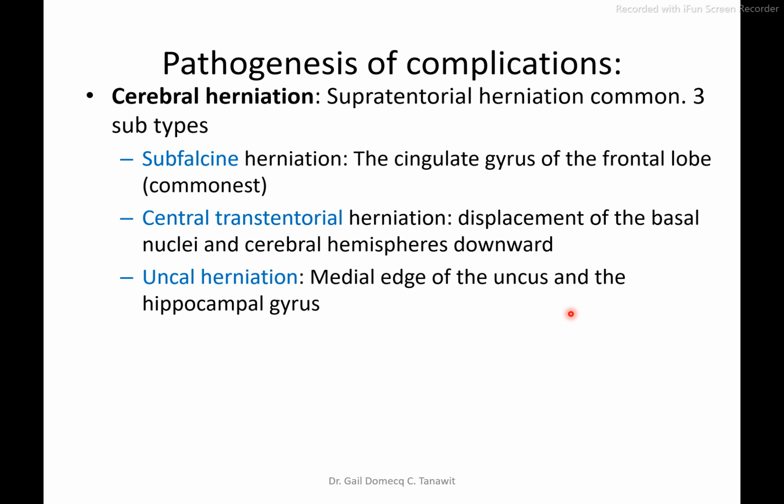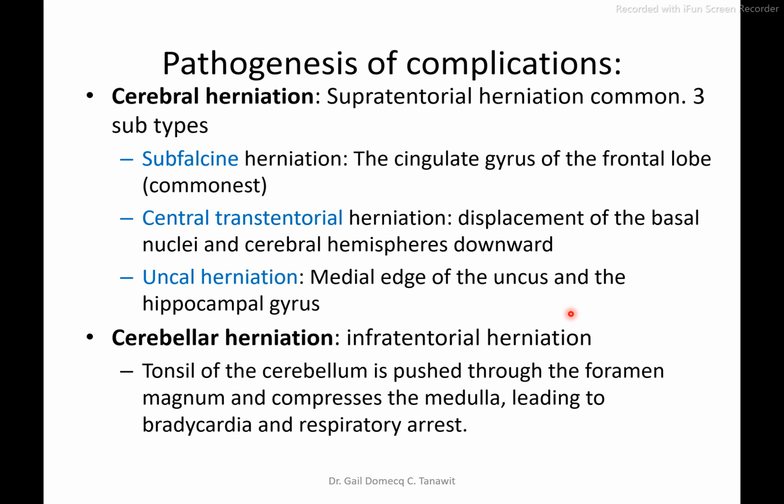For the subfalcine, this is the most common, wherein the cingulate gyrus of the frontal lobe will be herniating out. The central transtentorial herniation would be the displacement of the basal nuclei and cerebral hemisphere downwards. And the uncal herniation, this is the medial edge of the uncus and the hippocampus. And of course, we have also the cerebellar herniation.